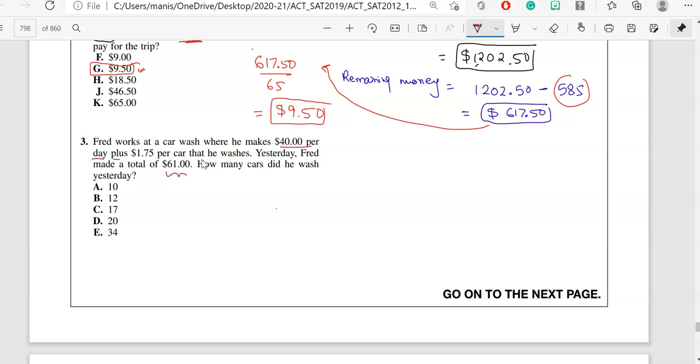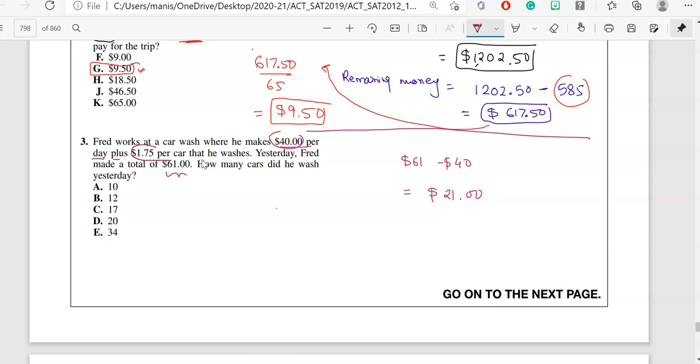First step is we need to find out from this total, because he gets $40 each day. So I will subtract $40 from $61. I end up with $21. This means this was the money which he raised by washing cars. How many cars did he wash?